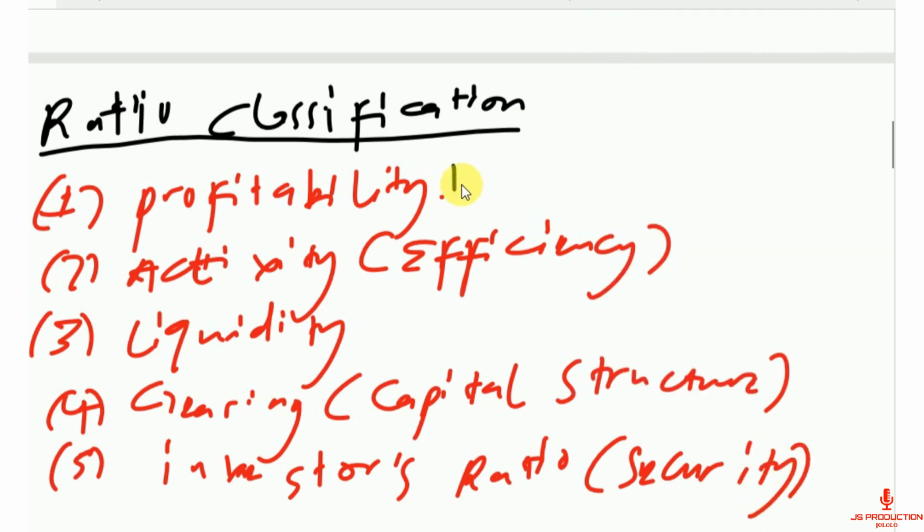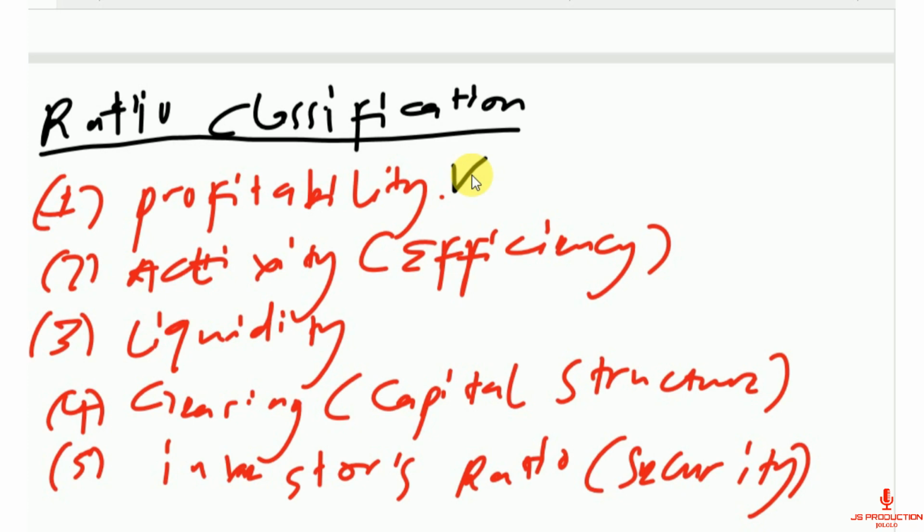So what is the profitability ratio? These ratios relate to other aspects to try to assess the effectiveness of the business in achieving its central objective, that is generating profit. So this looks at how profit is generated.